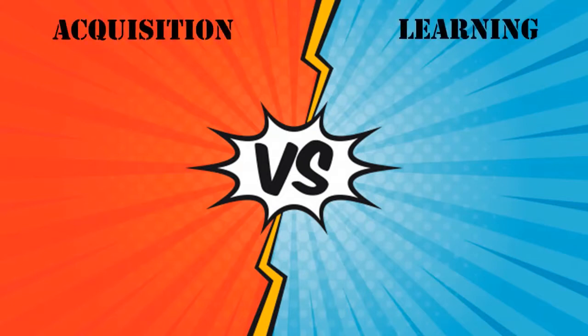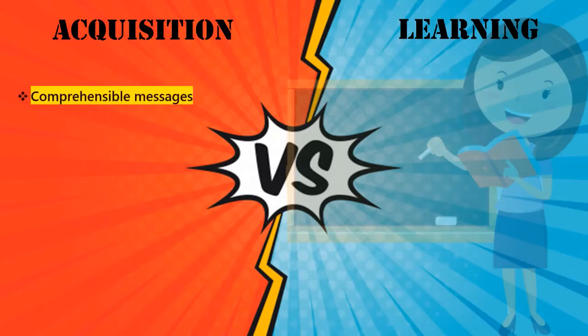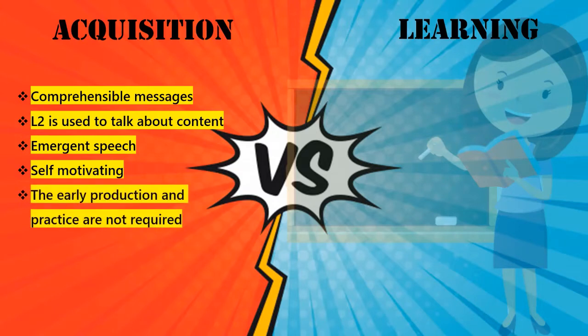Now, we are going to compare the teacher's and student's points of view about how they see acquisition and learning in the class. Let's start with the teacher. In acquisition, he sends comprehensible messages. L2 is used to talk about content. There is emergent speech and self-motivation. Early production and practice are not required. The information given is informal but planned.